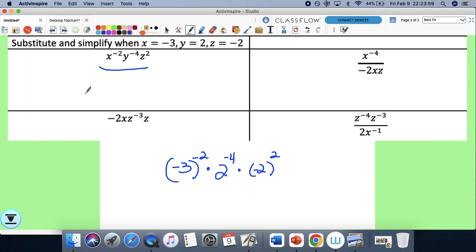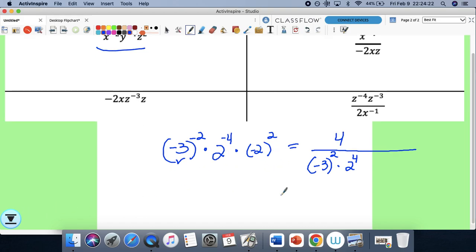So I'm doing this one right now. So let's change these. So we're going to have a fraction. This is going to come here. The exponent is going to turn positive. 2 to the negative fourth power also is going to come down here. The exponent is going to be positive. And this guy stays in the numerator. Negative 2 to the second power is just 4, so we can write it like that. Continuing, 4 over negative 3 to the second power is 9. And 2 to the fourth is 2, 4, 8, 16.